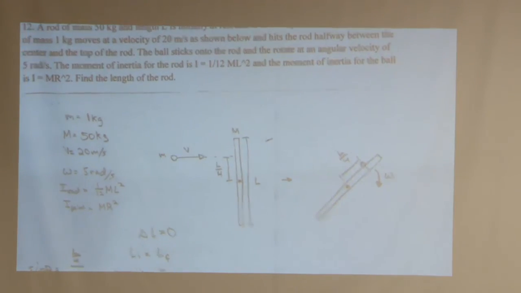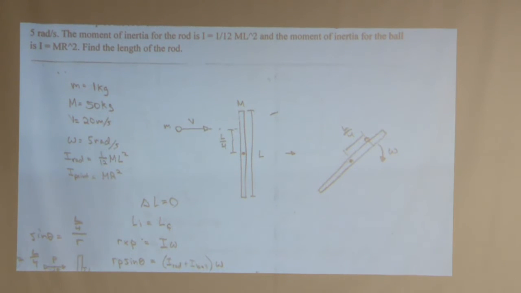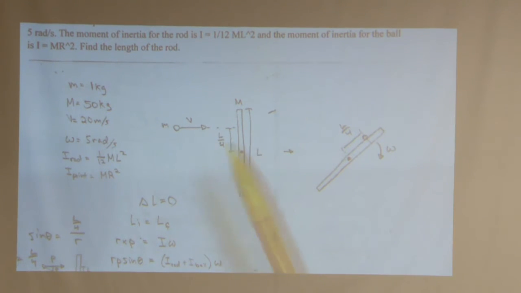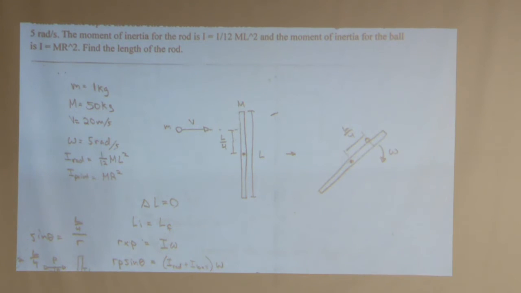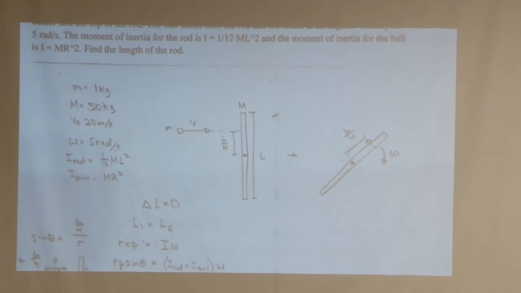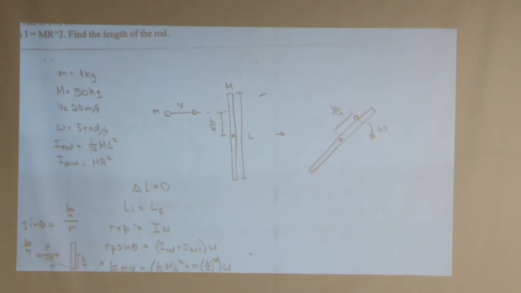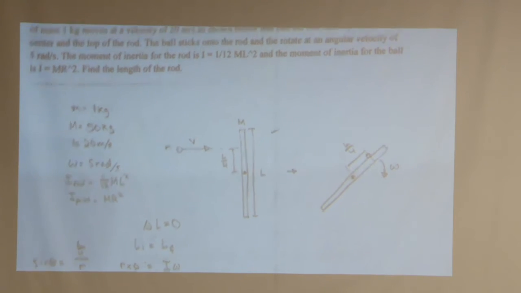All right. So this is what's happening. We have a rod that's vertical, and then a ball is going to hit it halfway between the center and the top, and then it's going to stick to it and cause it to rotate at a constant angular velocity. Assume everything frictionless to make lives easier.